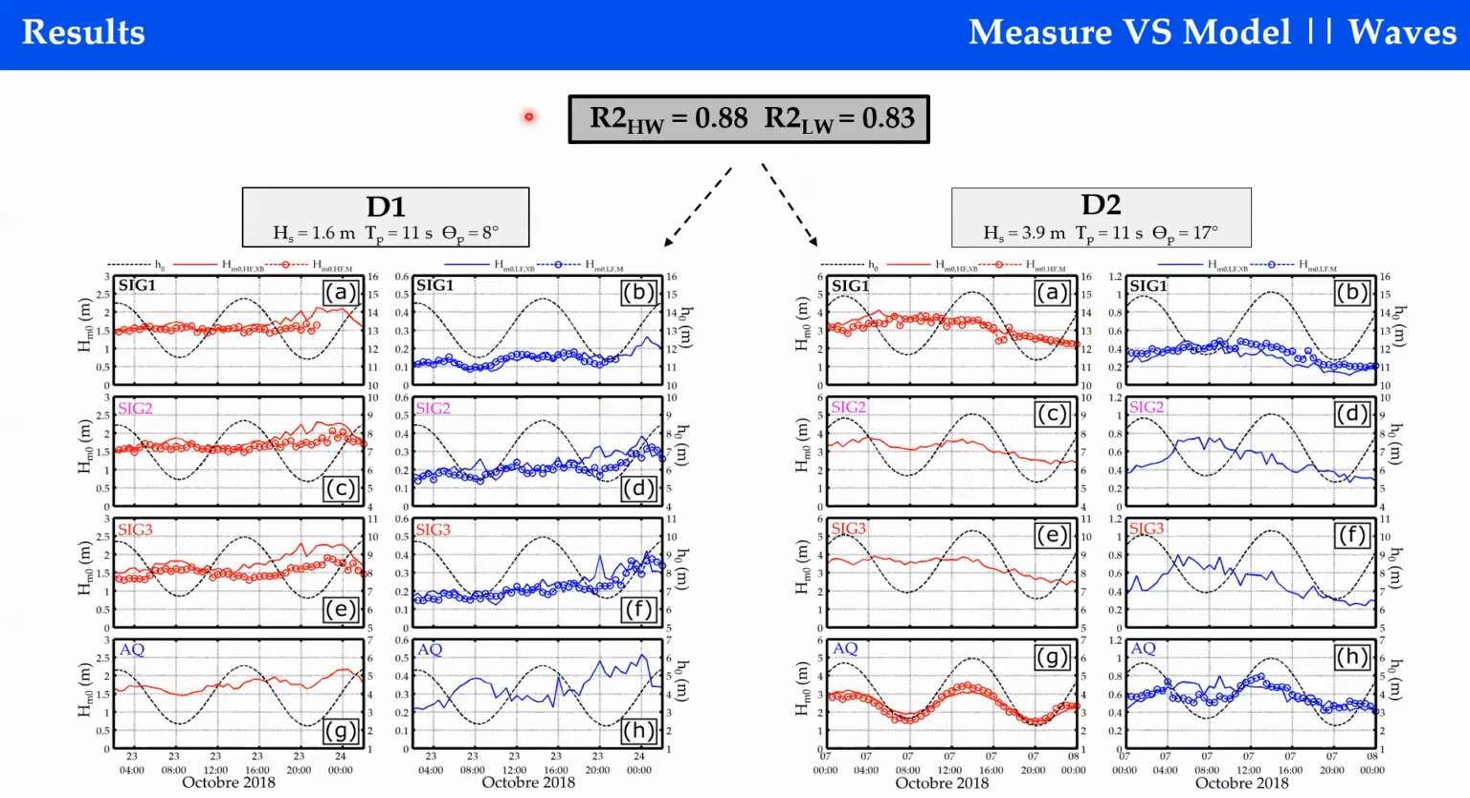So let us compare the measure and the model. First, let's have a look at the waves, the significant wave height of the gravity waves in red and the long wave in blue for both events at each instrument. So in short, the model is able to reproduce quite well the temporal evolution of these significant wave heights, with roughly 0.8 correlation coefficient for both.